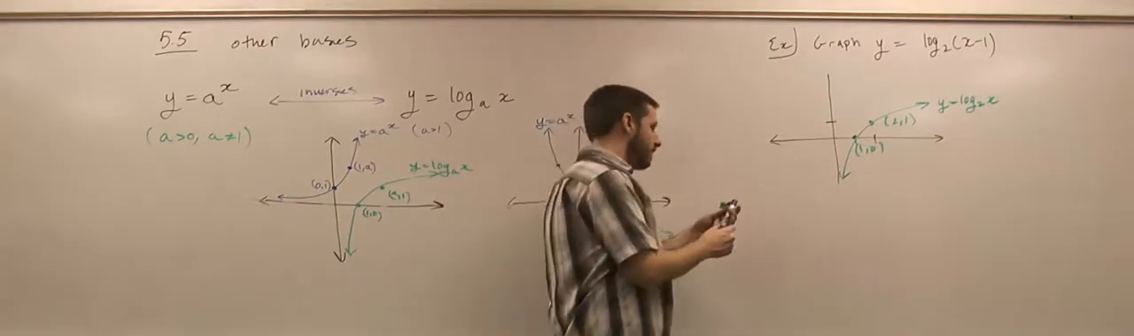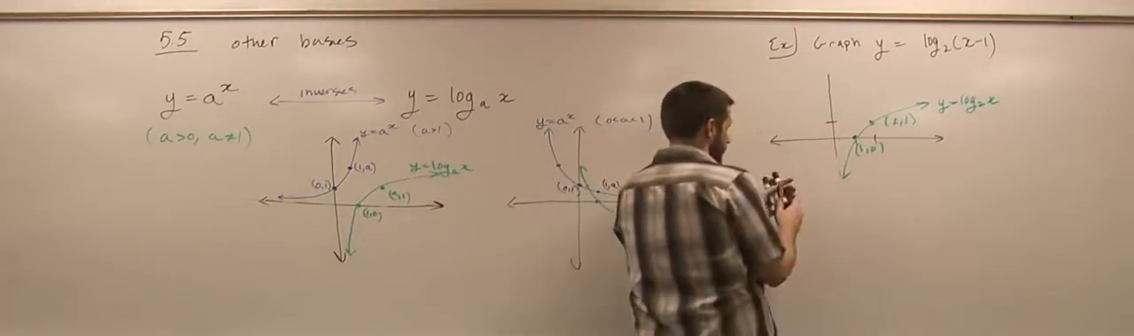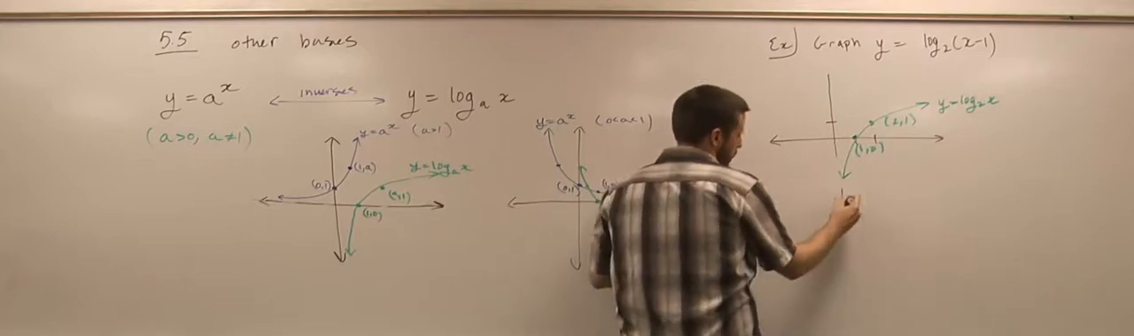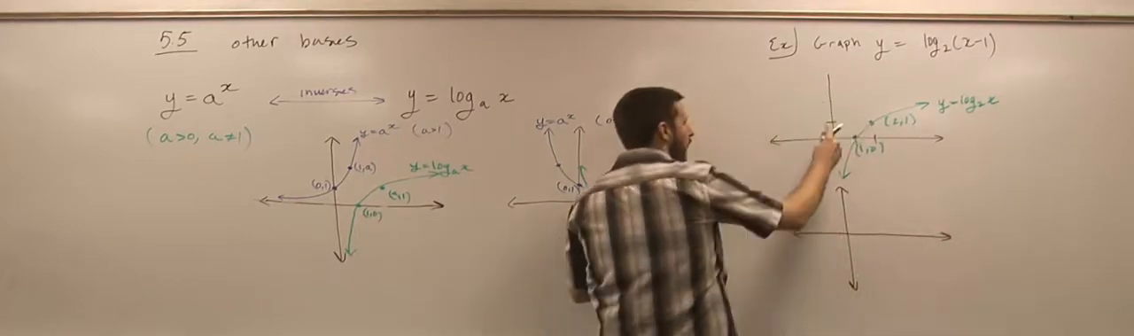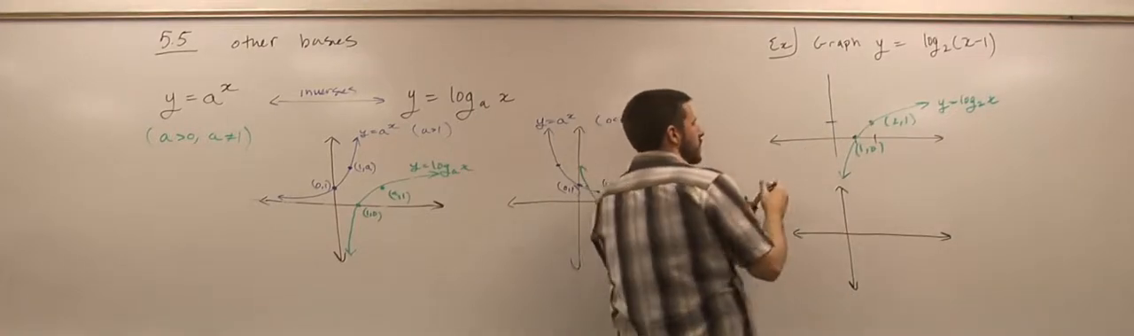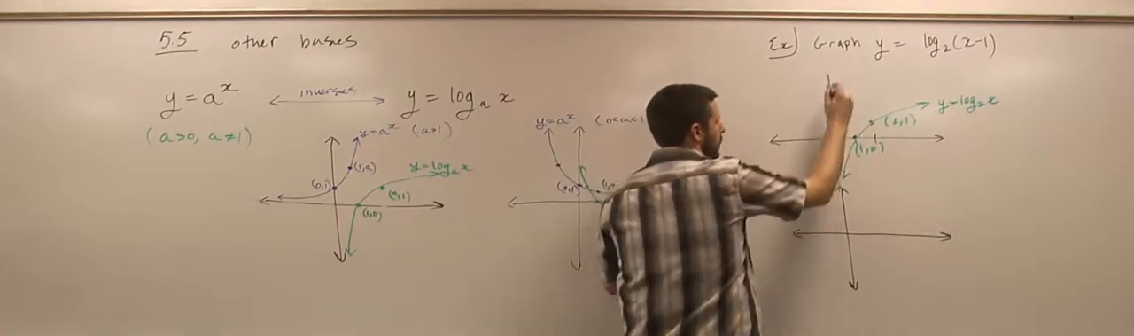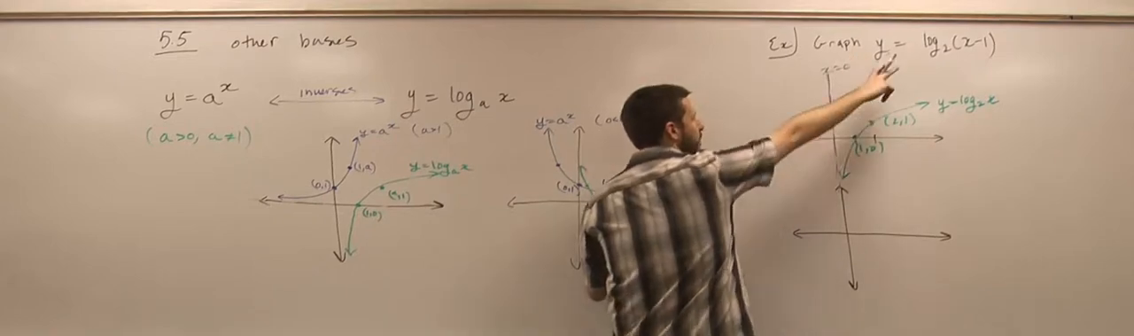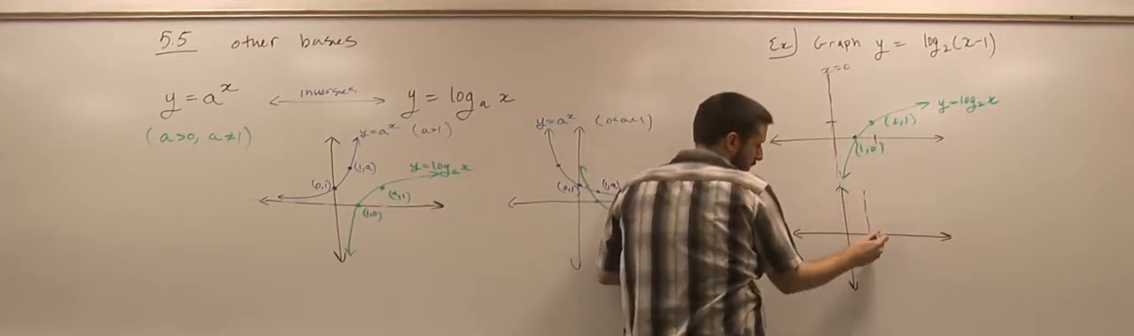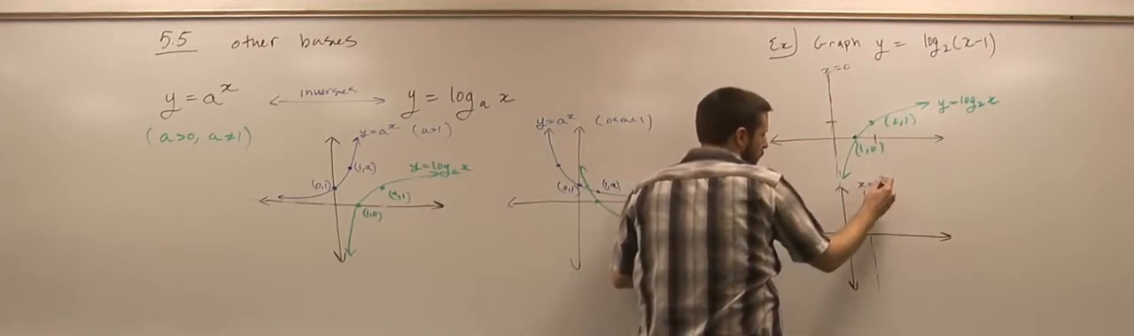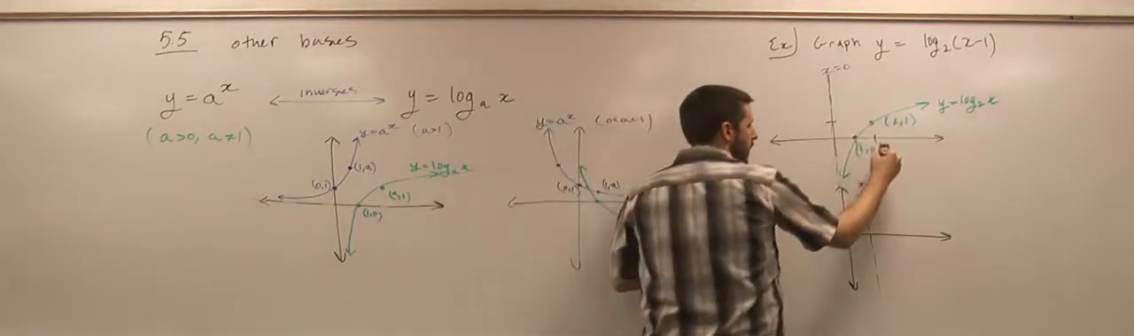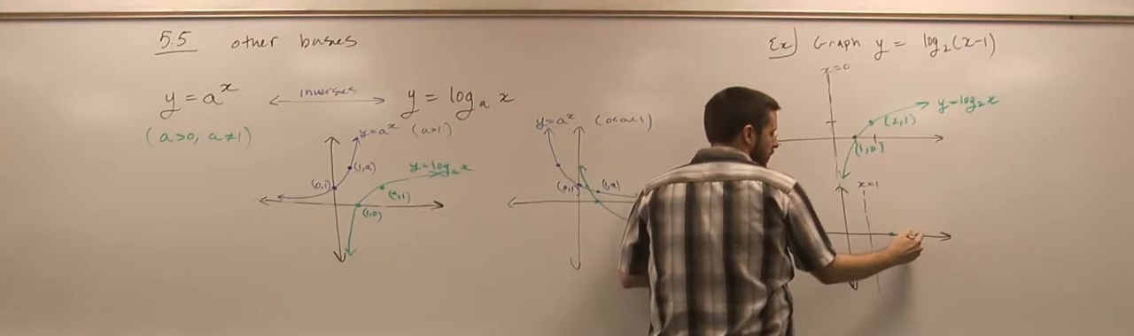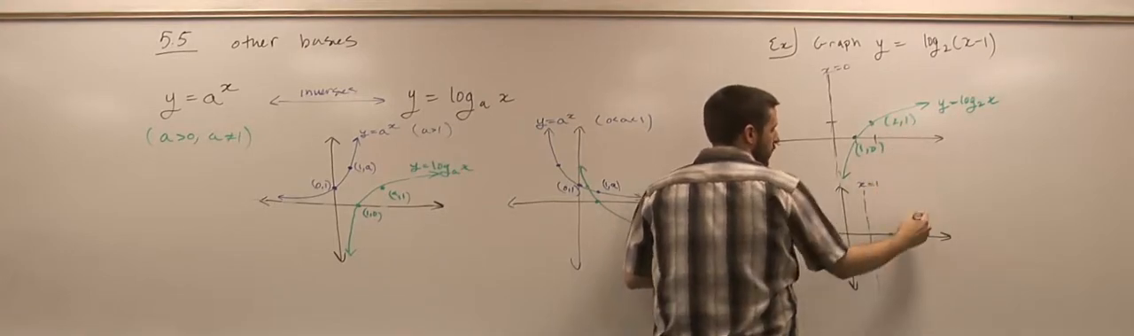So my new graph, let me draw it on a different axis. My old graph had a vertical asymptote at x equals 0, right here. My new graph, because I'm shifting over 1, has an asymptote at x equals 1. Because I'm shifting over 1, 1, 0 moves to 2, 0, and 2, 1 moves to 3, 1.